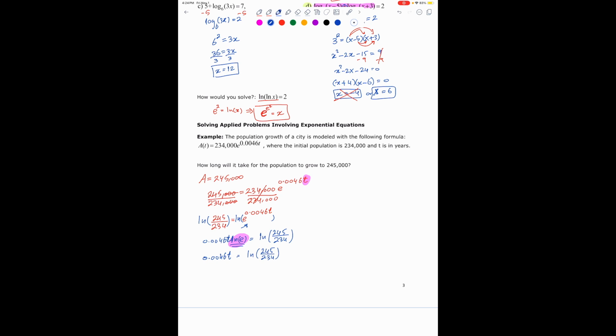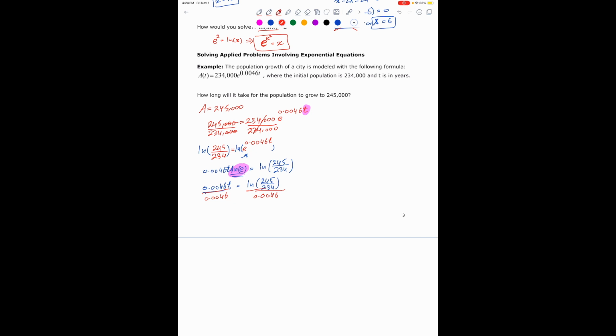I'm going to divide both sides by 0.0046 to solve for t. And if you do the division, you will end up with t is approximately equal to, if you plug that into your calculator, you will get approximately 10 years. So it'll take 10 years for the population to grow from 234,000 to 245,000 at that rate given in the equation.